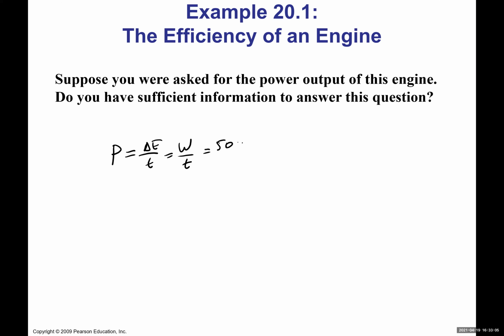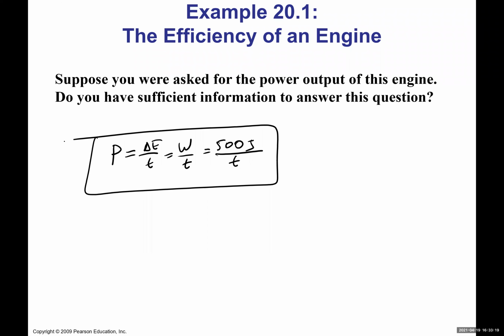It was 500 joules, but we don't have anything about time, because we were not told how long it took for the engine to extract that 500 joules of energy. That means for this particular part, we can't. Remember, this is still a repeating cycle. We are looking at processes that repeat themselves, but I still don't know how long it took for that cycle to happen. The calculation of the power requires us to know the time.